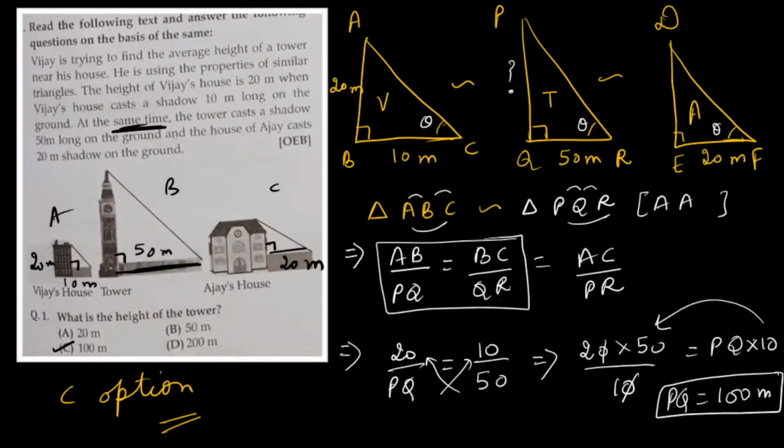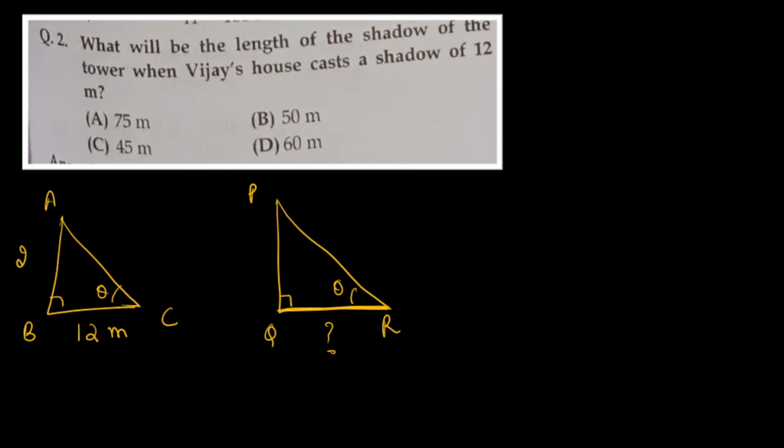So AB is how much? AB we know is 20 and PQ we have found as 100. Now again we will make use of the similarity concept. These two triangles are similar by angle similarity. So again I will not write it in full. We know AB by PQ is equal to BC by QR.